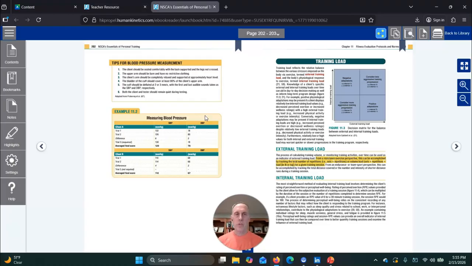You have to be able to describe to them that the number on top is the force applied when the heart squishes, and the number on the bottom is when the heart relaxes. You have to be able to explain this in layman's terms so your people understand that 110 over 70 is great, but 180 over 90 is probably not so good. And you have to be able to guide them in understanding what those numbers mean.